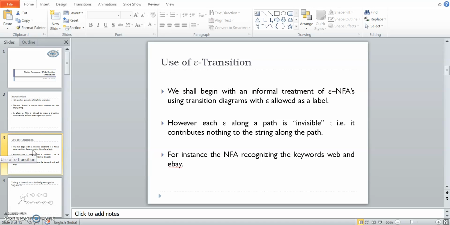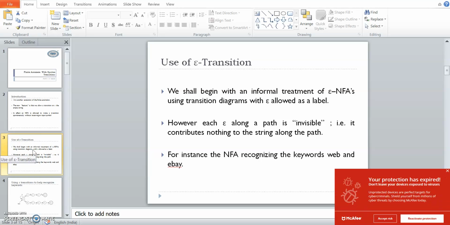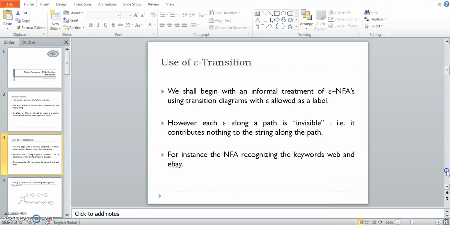We shall begin with the informal treatment of epsilon NFAs using transition diagrams that allow epsilon as one of the labels. However, each epsilon along a path is invisible. That means it is not necessary to mention that transition over the epsilon. Even though it is not mentioned, it is implicit. That means it contributes nothing to the string over the path. For instance, an NFA recognizes the keywords web and ebay.